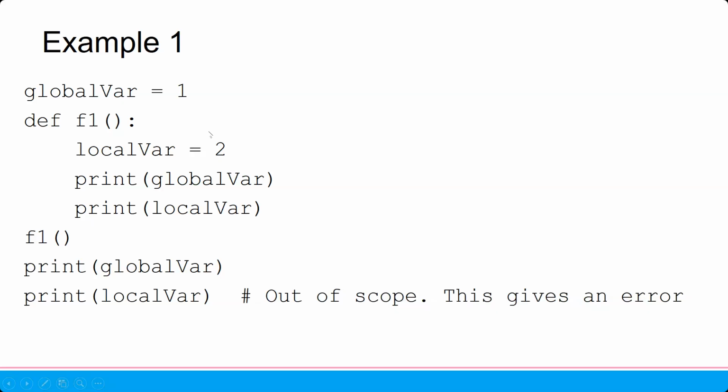So the first example shows you that we have the global variable, and this global variable can be valid in any of the functions. For example, I call the global variable in this function, so we can get the result. But what about the local variable? This local variable is out of the scope.